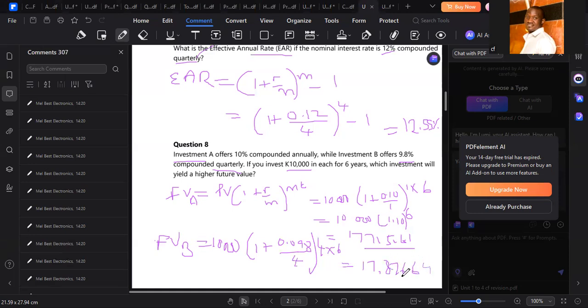So which investment is better, A or B? It's definitely B. The idea is that the more you compound, the higher the figure. The more you compound, the higher the figure.